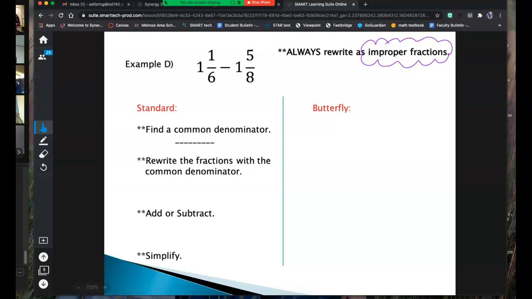Got 3 people who have typed in the chat. 4, 5. It's not very good when we only have 6 out of 26 people that have typed something in the chat.